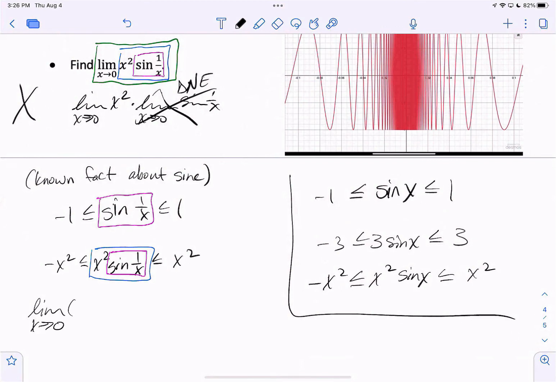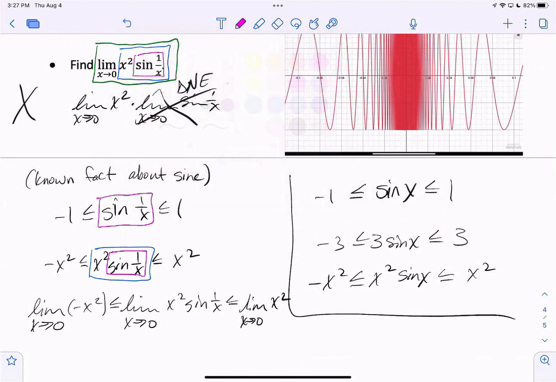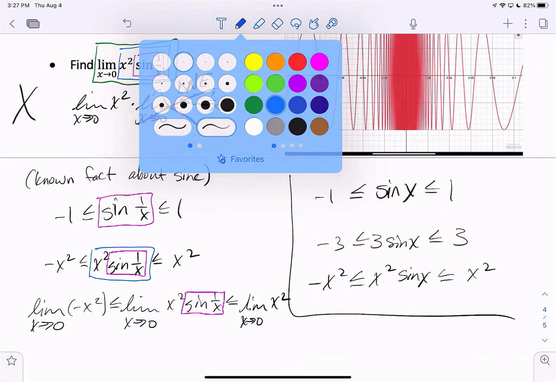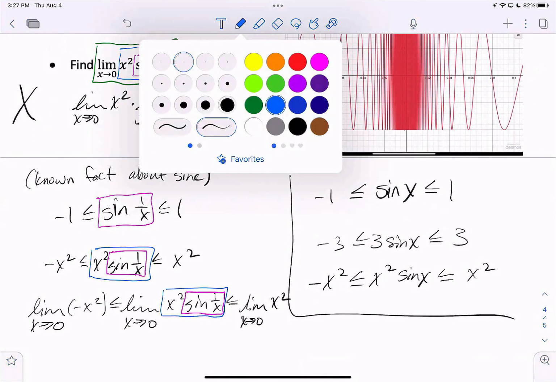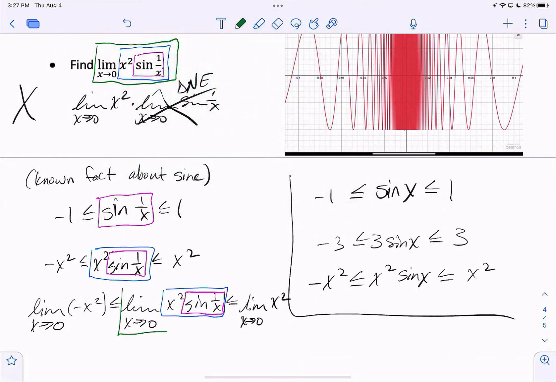So the limit as x approaches 0 of negative x squared should be less than or equal to the limit as x approaches 0 of x squared times the sine of 1 over x, which is in turn less than or equal to the limit as x approaches 0 of x squared. Just barely squeeze that in. And in terms of the expression that we're building, we started with the sine of 1 over x, and then we multiplied by x squared, and then finally we took the limit of all three parts of the inequality.